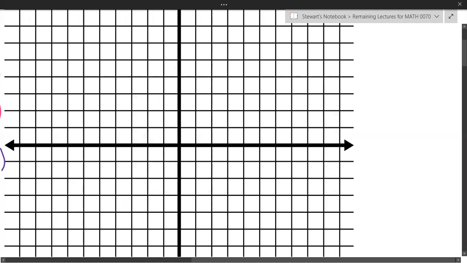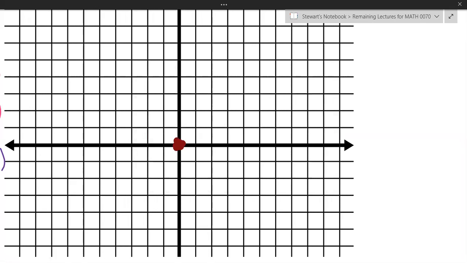Okay, so 0, 0 is the origin, that's our first point. 3, 1, we're going to go over to the right 3, up 1. So we're here, and then we're going to go for the next point, 6, 2, we're going to go over to the right 6, and then up 2. So we end up there. So those are our 3 points.